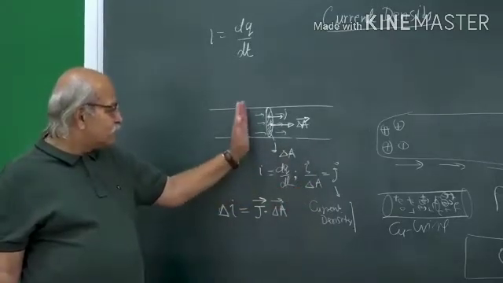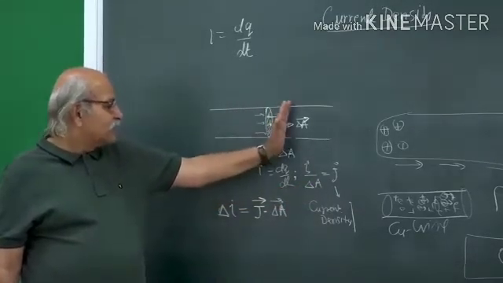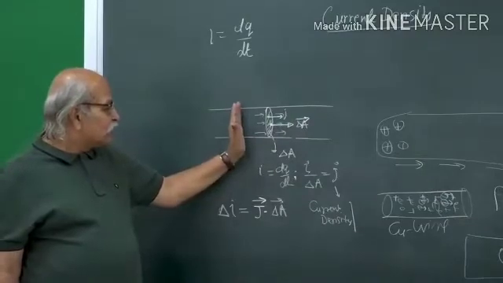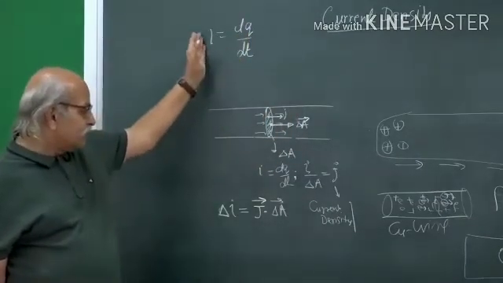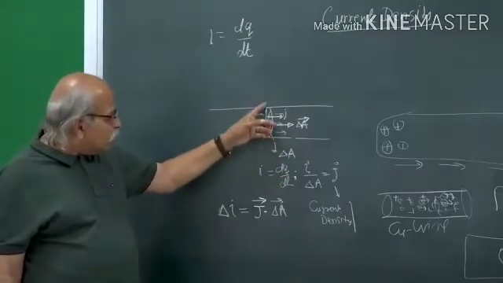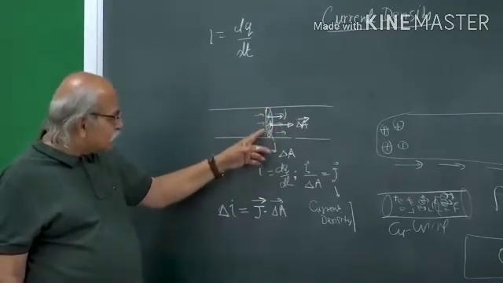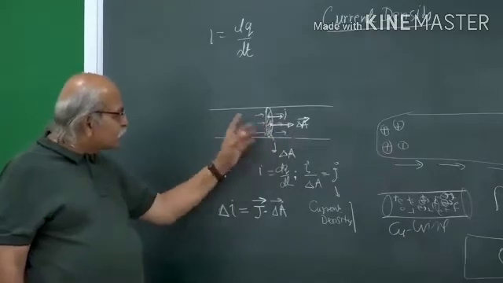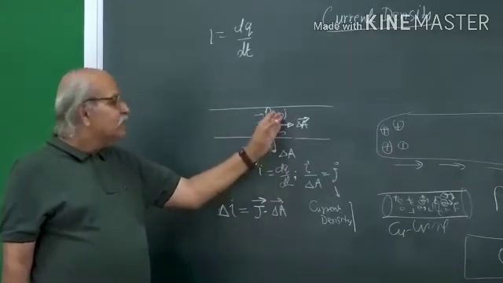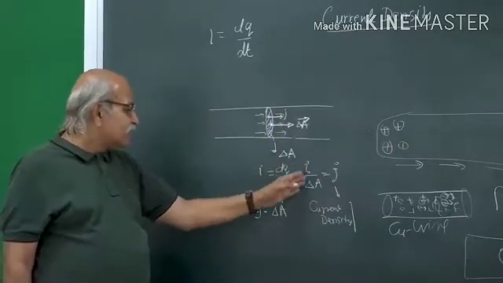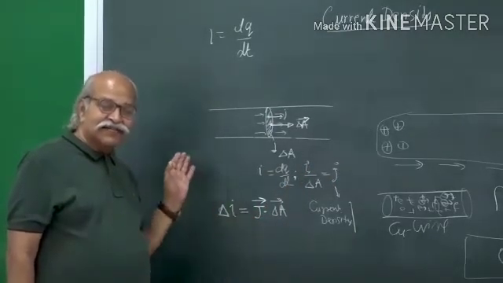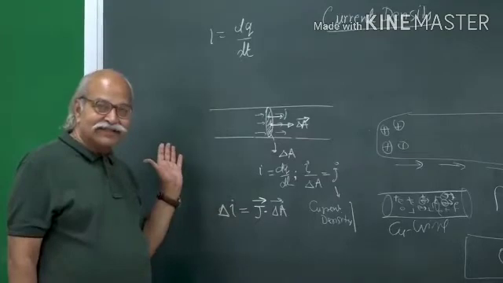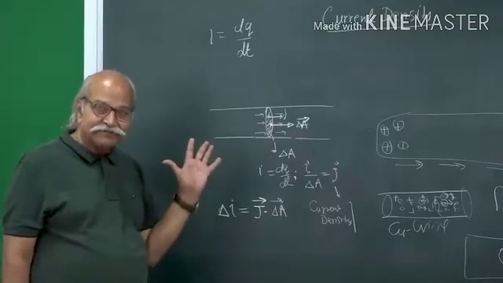I is the current which is going from this side to that side, that means dq charge going in time dt, and then I divide and get I. Then I ask how much is the total current, and how much is the total area through which this current is going. Divide by the area, and that is the current density magnitude, and the direction of the current density is the same as the direction of the current.